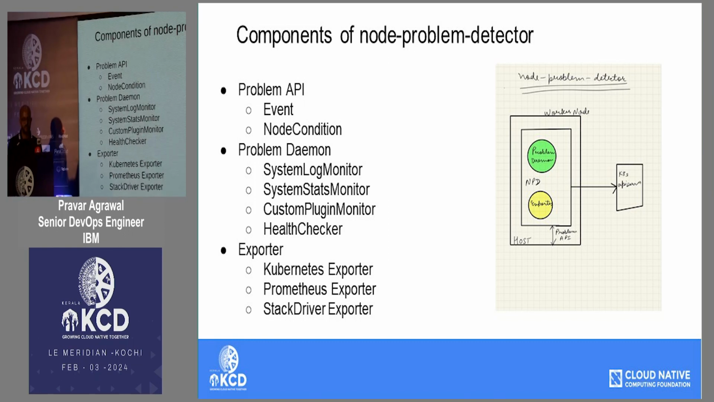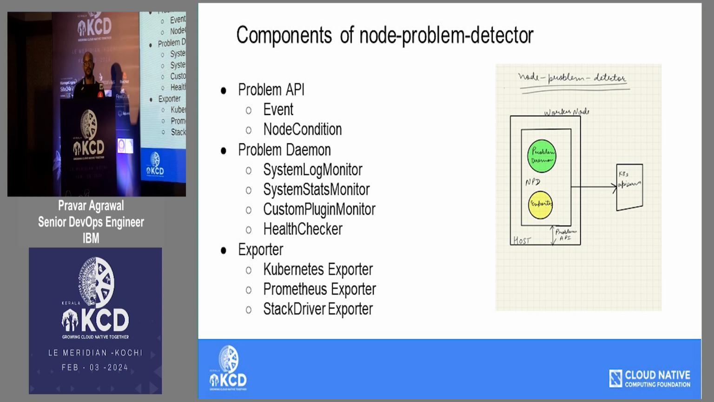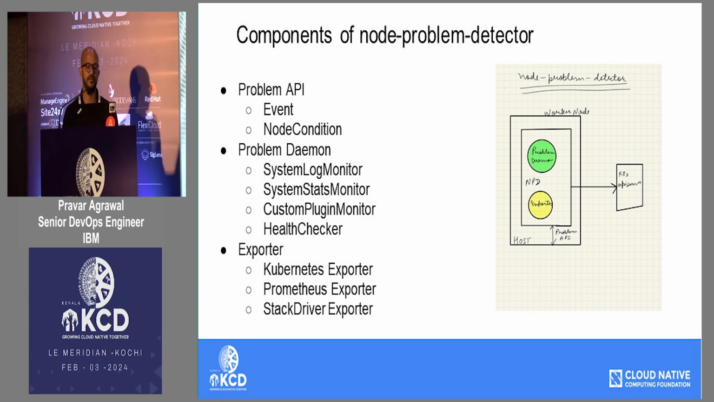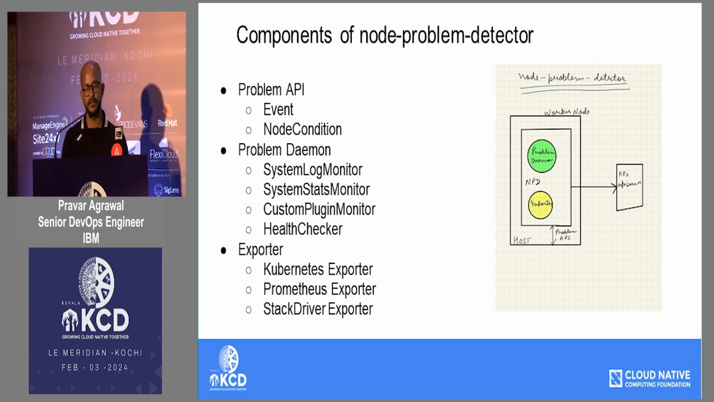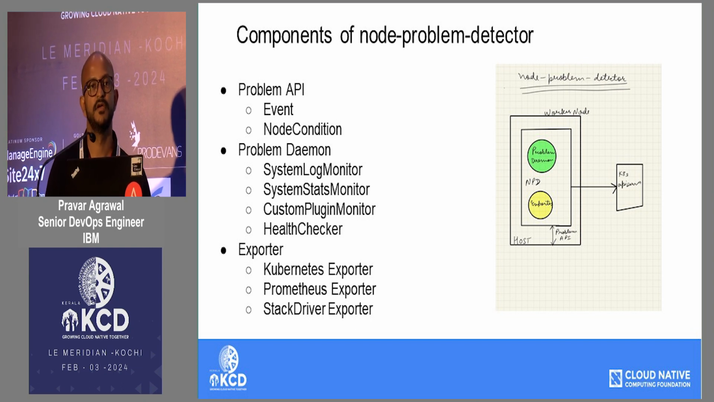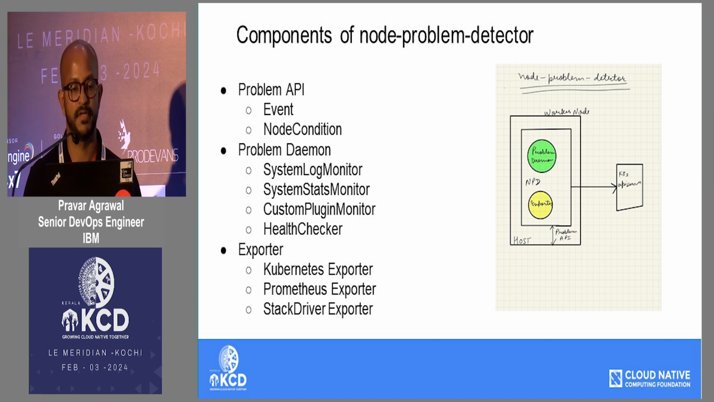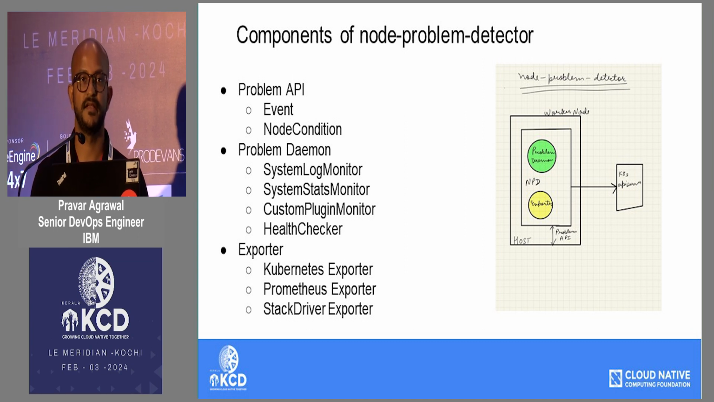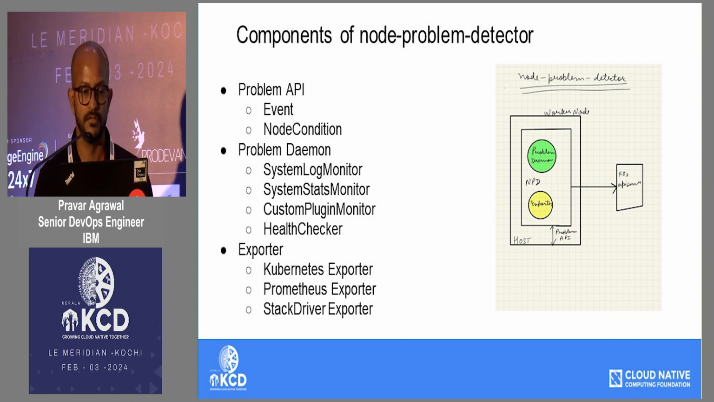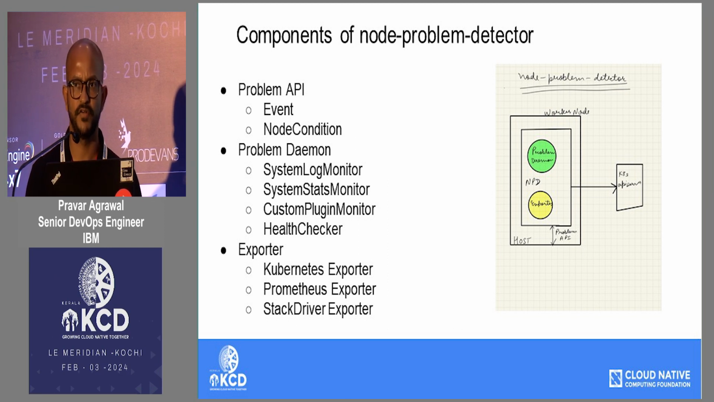The other part is the exporter. With the help of the exporter, it basically exports all the node-related misbehaviors or metrics to some external backend. In terms of Kubernetes, it could be the API server, and if you're using Prometheus, then the Prometheus backend, so that with the help of PromQL you can further analyze it, maybe integrate with the alert manager and raise some alerts.